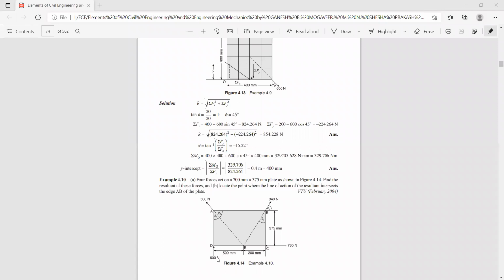Now again here you have one more problem. It is a rectangular plate of dimension 700 millimeters by 375 millimeters, and I think three forces are acting here. One is 600 Newton, this is 500 Newton, and this is 340 Newton. So now you can find these angles, theta 1 and theta 2.